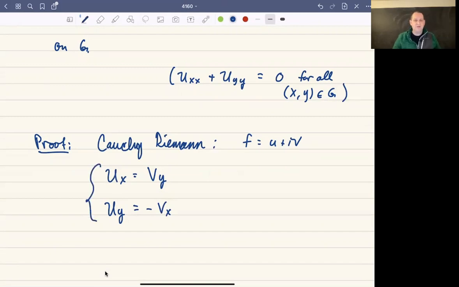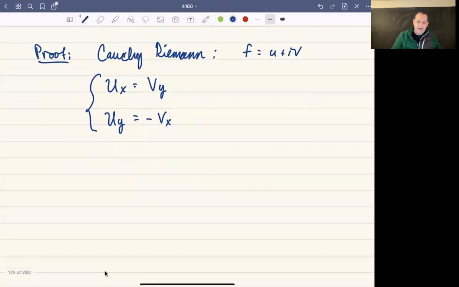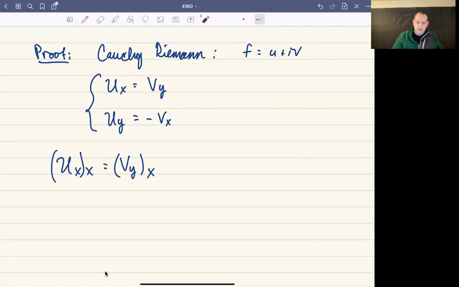Okay, so these are the Cauchy-Riemann equations. This is a nice, neat criterion for determining whether or not a function is holomorphic over a certain set. And so what we're going to do with this is look at the second partial of u with respect to x. Notice that that's just the partial of v with respect to y taken with respect to x, because I'm thinking of taking the partial of u with respect to x and then taking the partial with respect to x again. But u sub x and v sub y are equal by the Cauchy-Riemann equations, and so that's going to be equal to v sub yx.